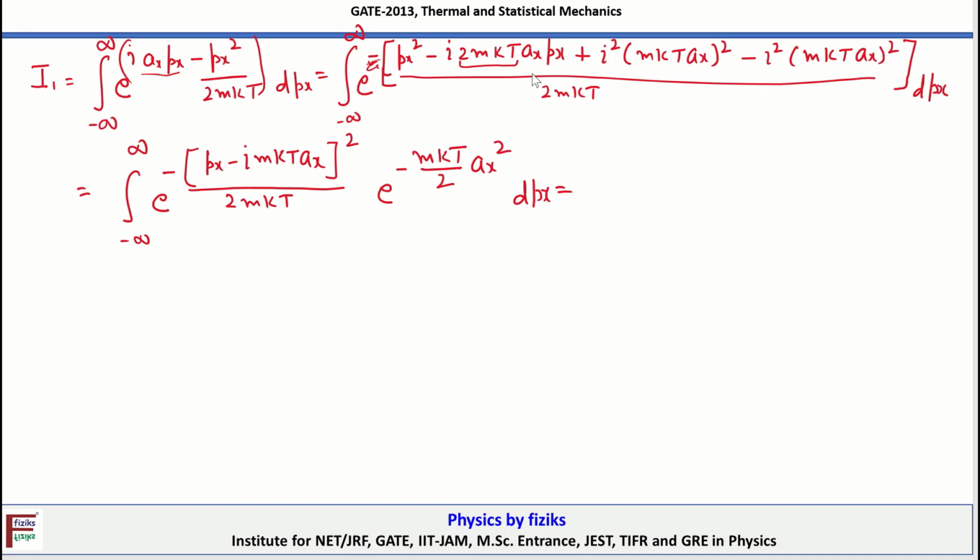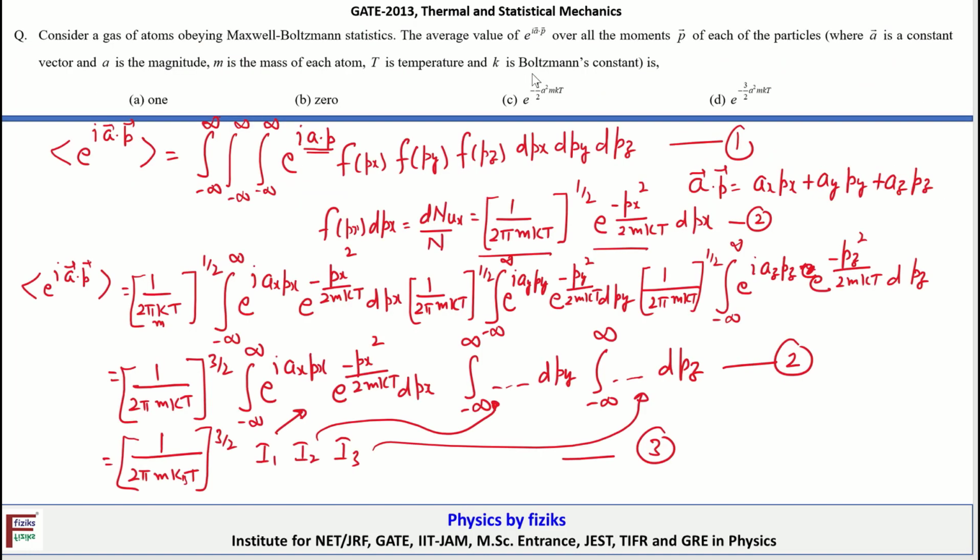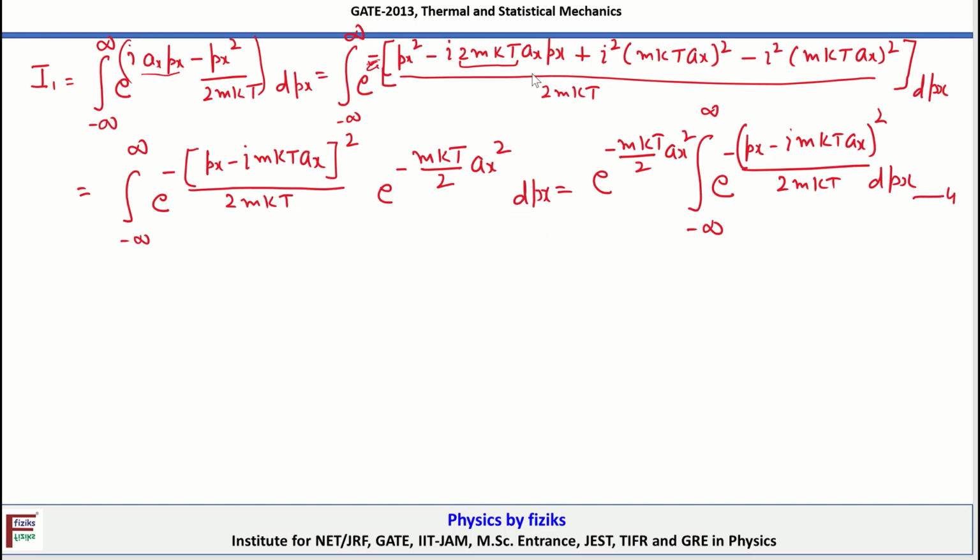This is in principle equal to, I can keep the term that I wrote at the end, exponential minus mkT by 2 a_x², outside the integral from minus infinity to infinity, and then exponential minus (p_x minus i mkT a_x) whole square divided by 2mkT, dp_x. So I have written equation 2, and let's call this equation 4.